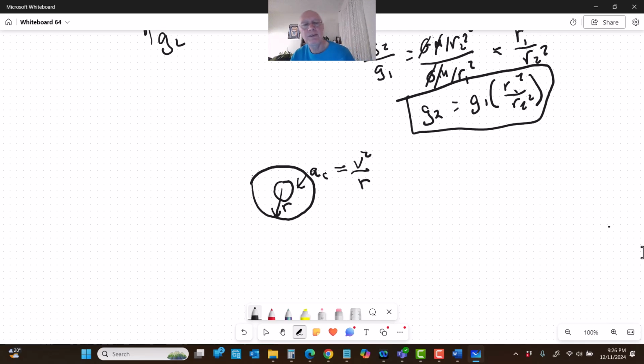But what provides that centripetal acceleration? It's gravity. So the centripetal acceleration is equal to the acceleration due to gravity at that radius. I called it g2 a minute ago, right? So let's just keep that notation. It's this g2 right here. So v is just the square root of r g2, where r is the radius of the orbit. Okay.